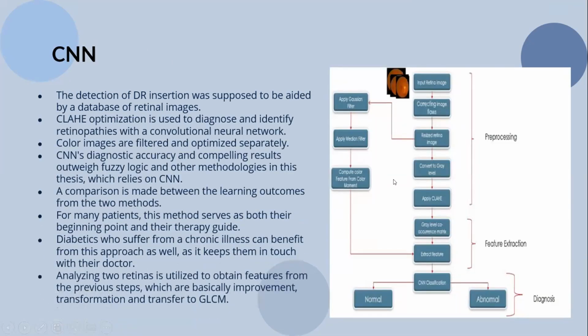Here, this chart of the algorithm, this line for color image and this line for gray image. This for pre-processing and this for feature extraction, and then at the end, diagnosis by CNN.